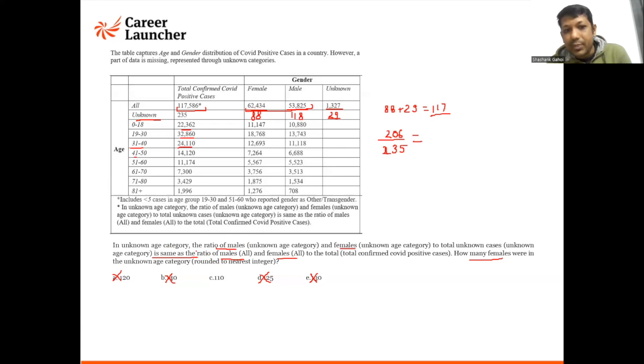That's not even possible. So basically, we cannot even have the answer as 110. So in this case, none of the options are going to be right. Or I can say the question stem itself is incorrect. So this question is going to be incorrect in XAT.